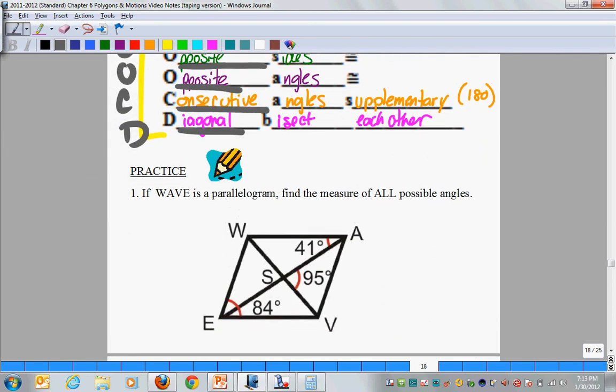So we're told that WAVE is a parallelogram. Find the measure of all possible angles. So I'm going to do this, our little shortcut here, OCD. And these two specifically talk about angles. The third one is opposite angles are congruent. We also know that consecutive angles are supplementary. So these two have to do specifically with angles. So let's see what we can do here.